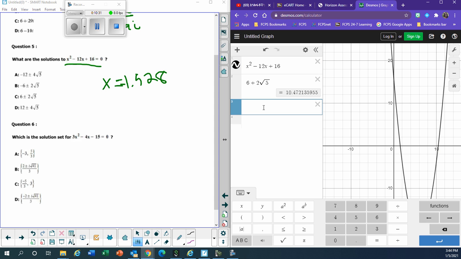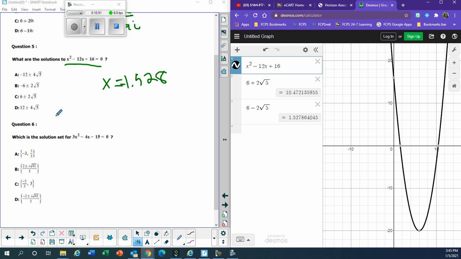And then the next number should be 6 minus 2 times the square root of 5. It happened to be the right answer. And that gives you 1.528, which is similar to what I have here. All right, so you can easily pick the right answer, which would be C.